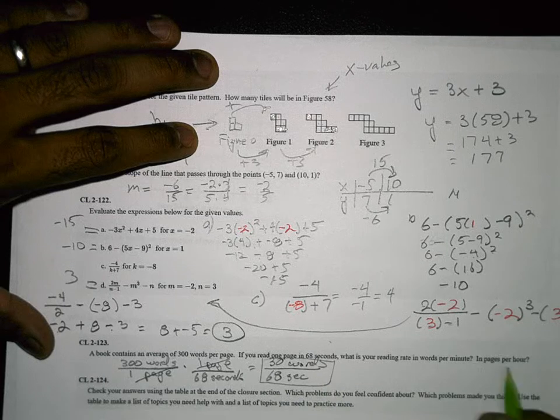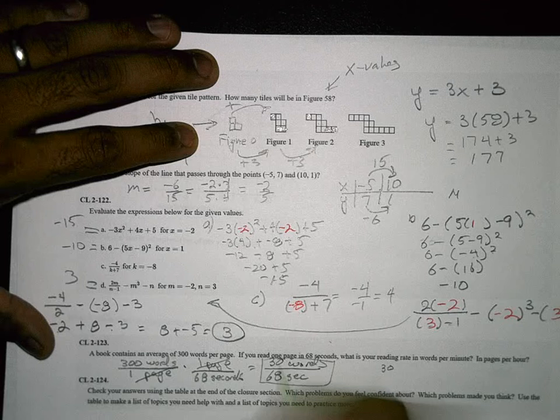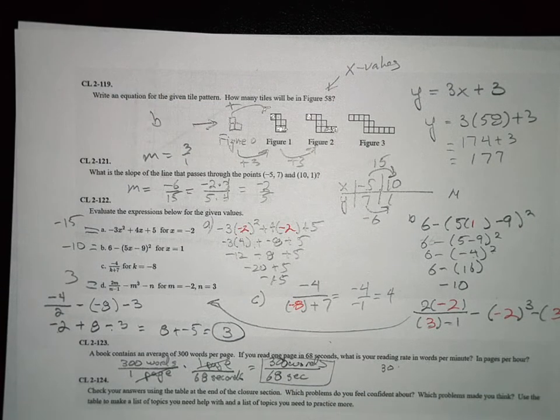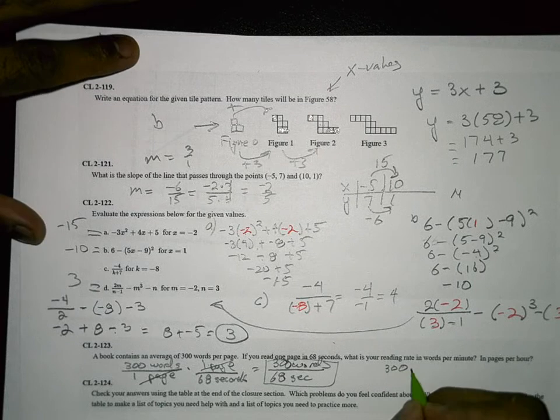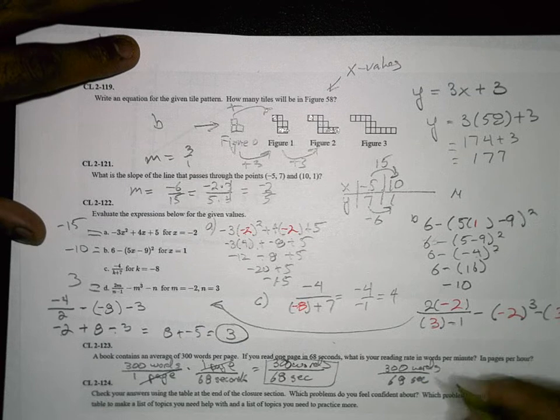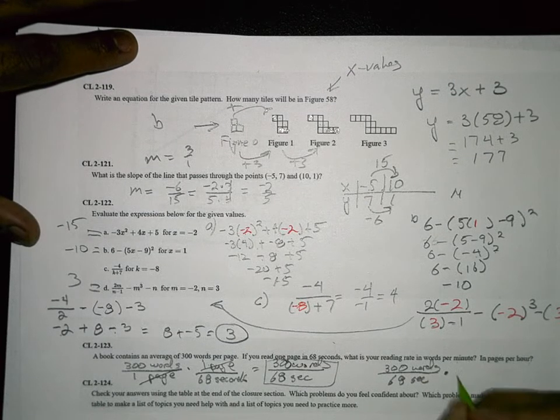Now we want to know how many pages in an hour. Okay? So now if I take the 300. Okay? So that gives us words per minute. Okay. So now what we got to do is do 300 words over 68 seconds. Okay. So now what we're going to do is we want to turn this into hours. So 1 hour, put it on the bottom.